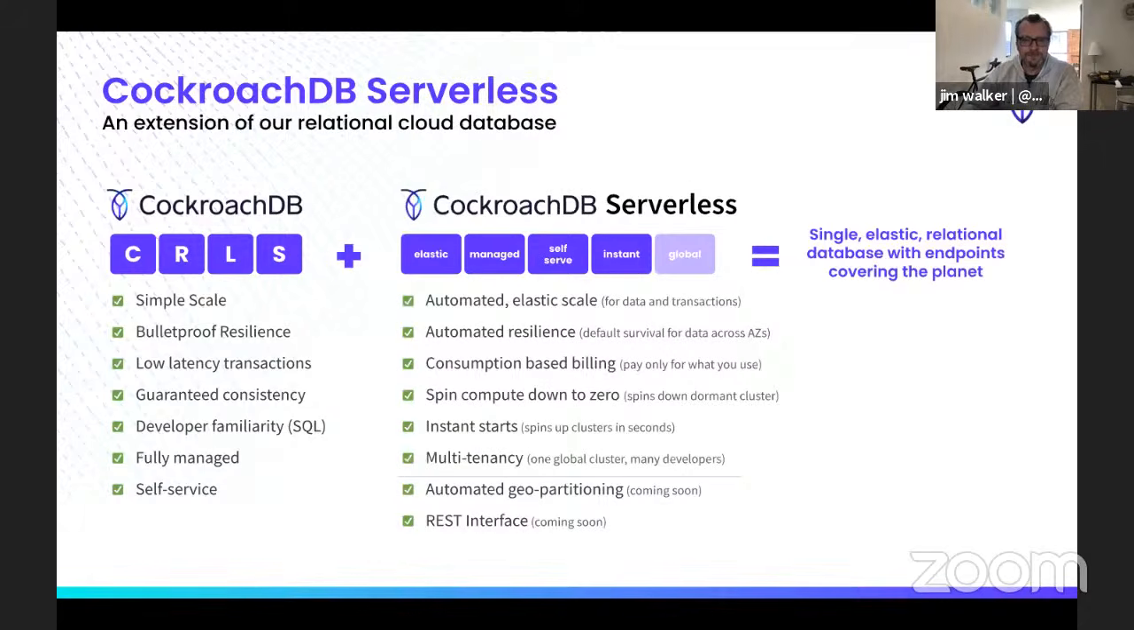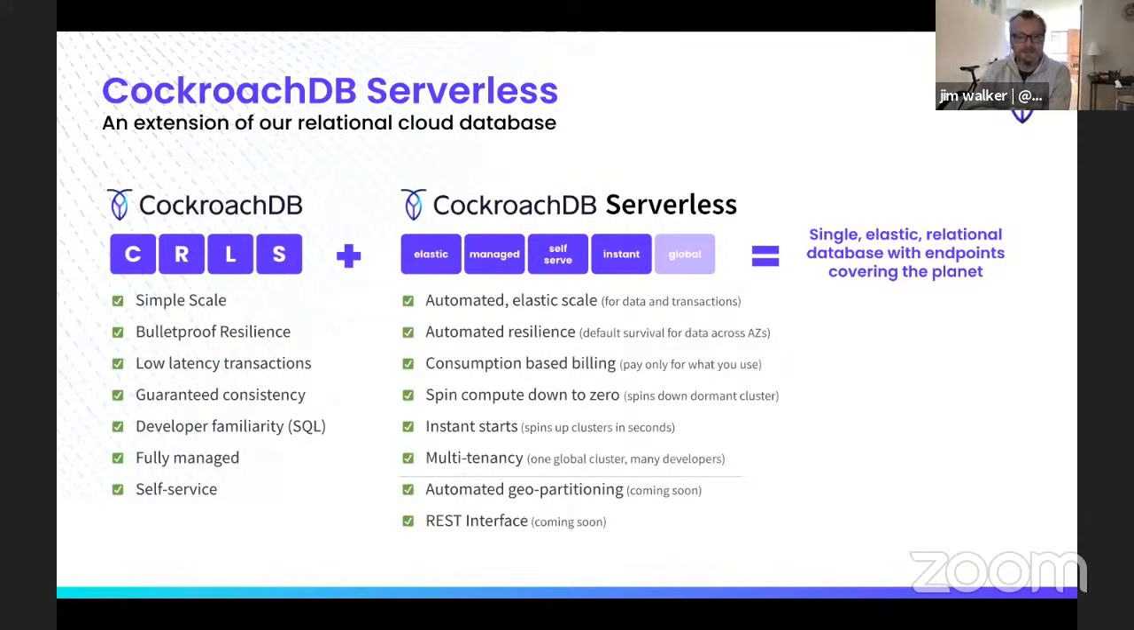And we took the principles and we laid them over CockroachDB. And we said, great, we need to build automated elastic scale, so scale of both volume of data and transactions up and down. Automating resilience so that I can survive the failure of an AZ. If an AZ goes out, I'm not going to lose data. Well, that's core part and parcel of what we do in CockroachDB, but how do we automate that, right?